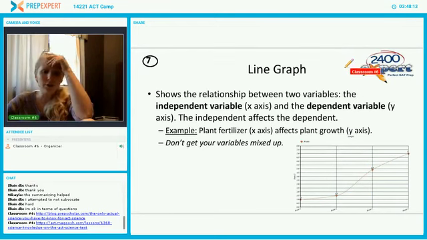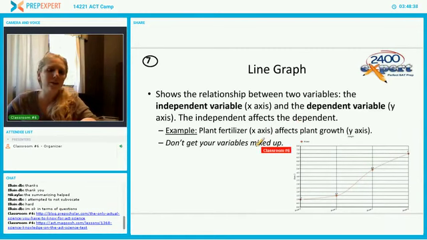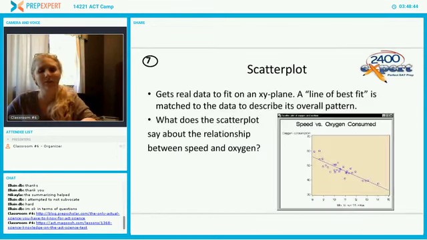So a line graph shows the relationship between two variables, the independent variable and the dependent variable. The independent affects the dependent. So for example, if I say plant fertilizer affects plant growth, plant fertilizer is on the x-axis, plant growth is on the y-axis, right? It doesn't make sense that plant growth would affect how much fertilizer it had gotten, right? So always your independent is on your x and your dependent is on your y. Remember, independent means it doesn't depend on anything else.